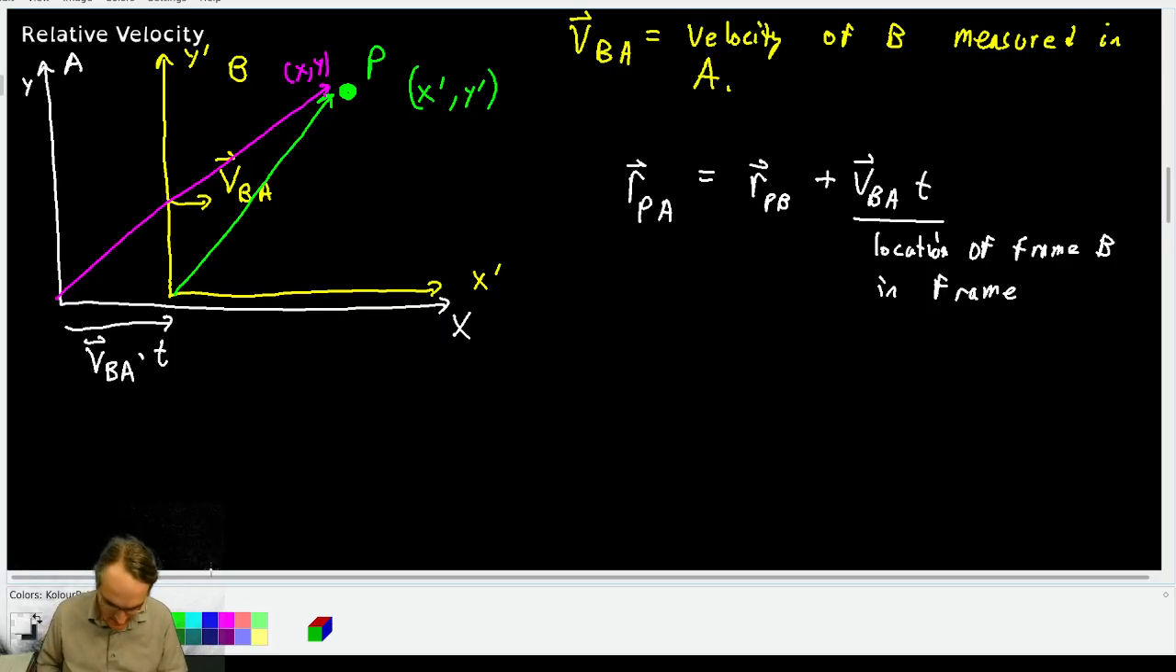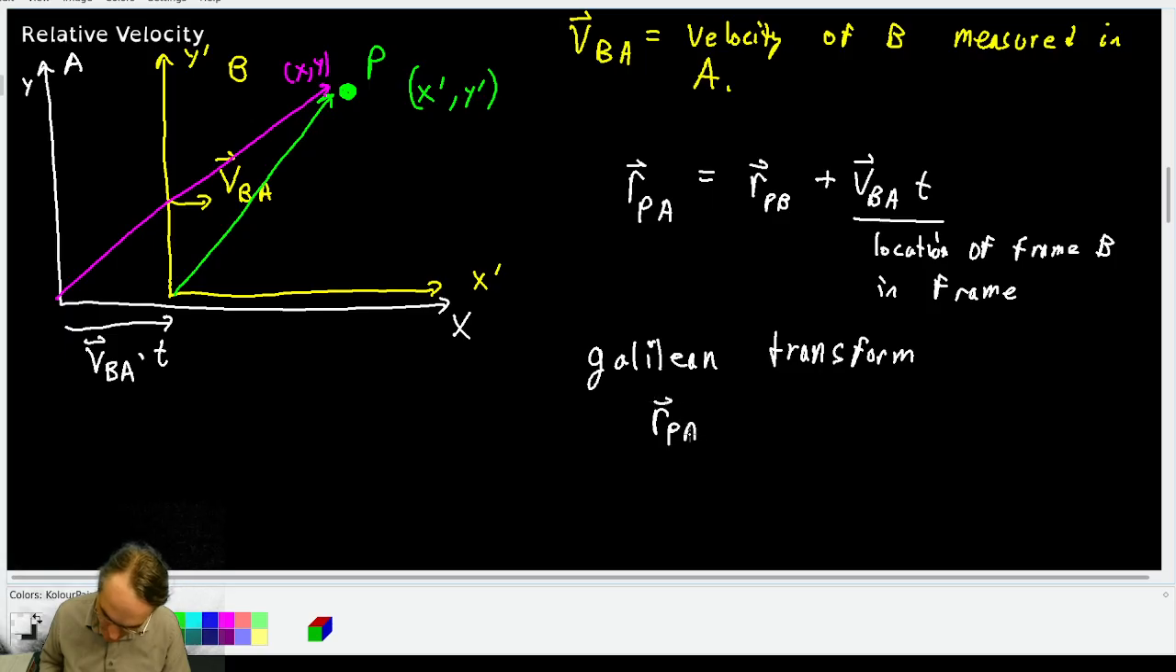All right. So this is a classic equation in physics. This is called, I hope I spell this right, give me a sec, it's spelled with an I, Galilean transform. So the location of particle P in reference frame A is equal to the location of particle P in reference frame B, plus however reference frame B has moved relative to A.